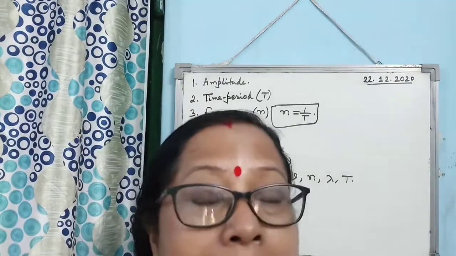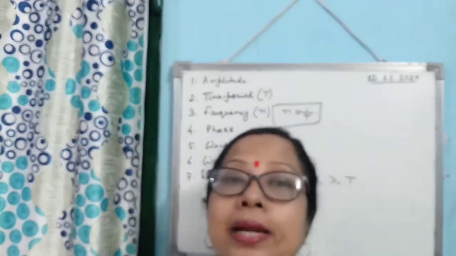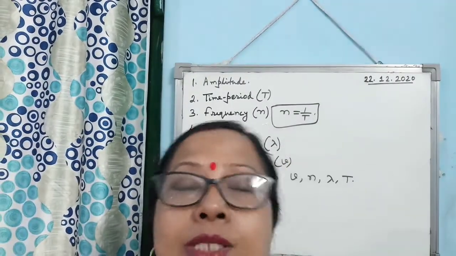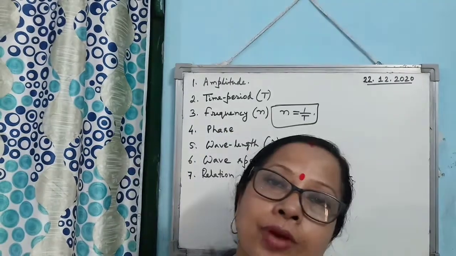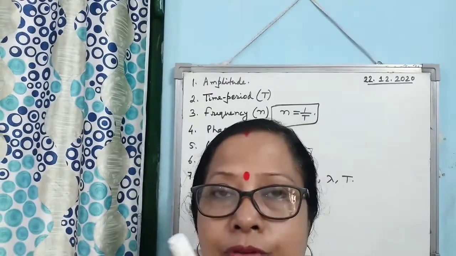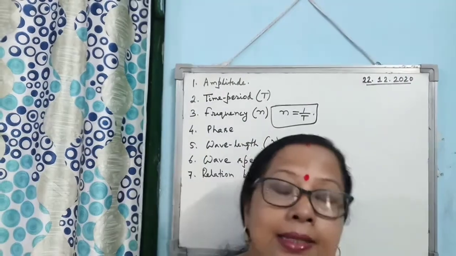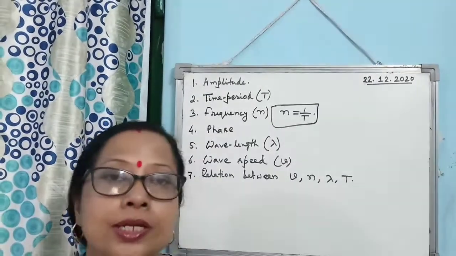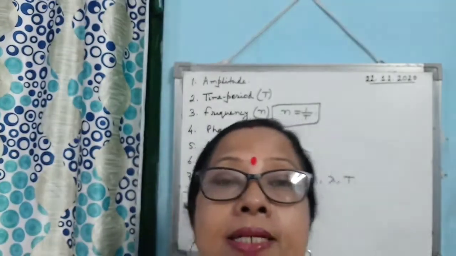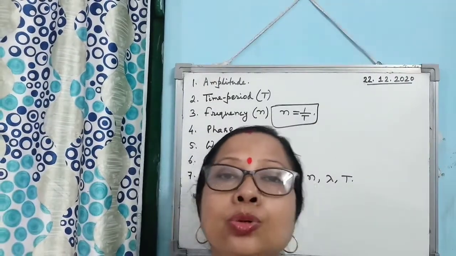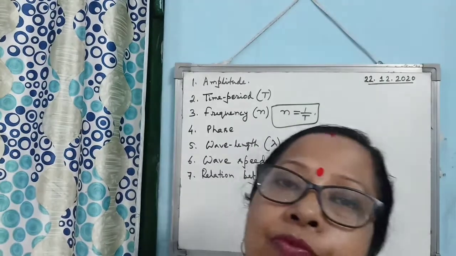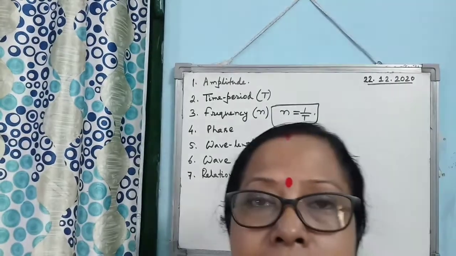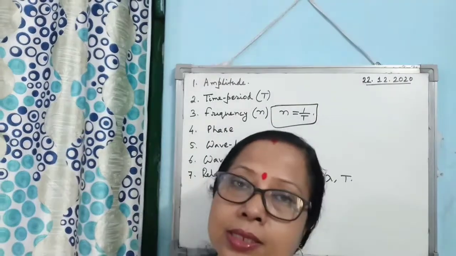What is wavelength? The distance travelled by the particles of the medium during one complete oscillation is known as wavelength. And we can define wavelength in 4 ways. This is the first definition I said. Then the second definition of wavelength, which we generally consider in the higher classes, is the distance between two successive particles in same phase. The distance between two successive particles in same phase is known as the wavelength.